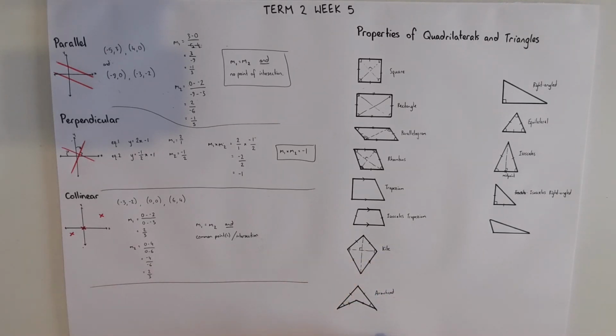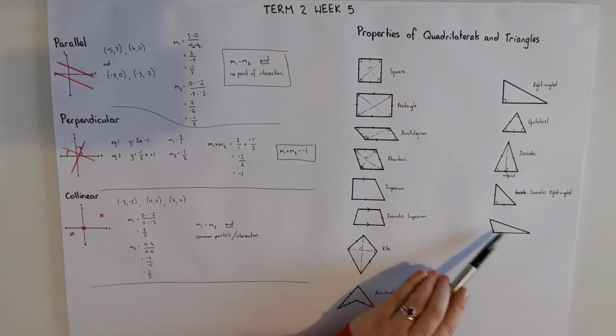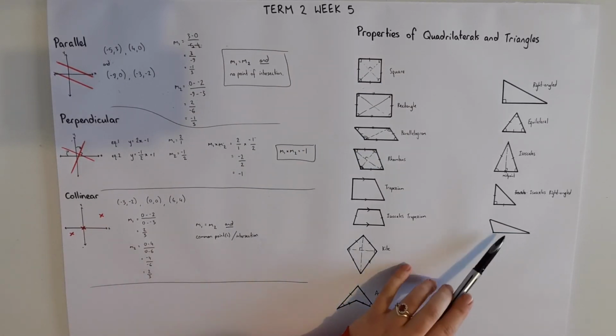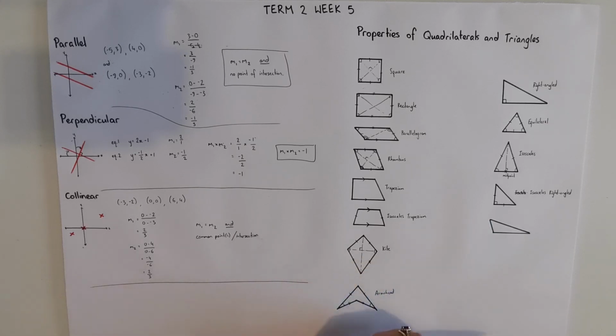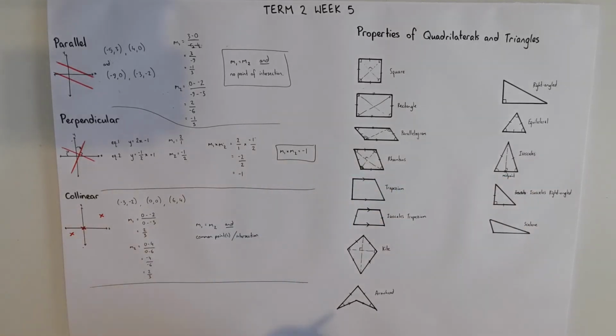Final triangle. It has none of these features. None of the side lengths are equal. None of my angles are perpendicular to, or 90 degrees in any corner. I can't really find out much about this at all, but it's still a triangle. Its name is scalene.